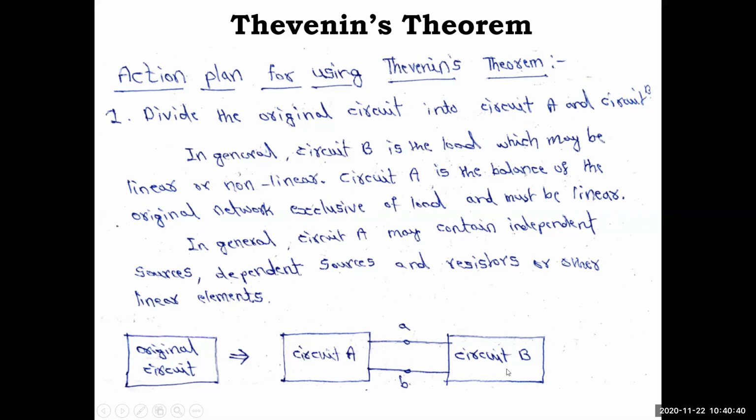Circuit B will normally be the load, and except for the load, everything will be there in A. So now the terminals are mentioned here: A, B, X, Y, Mn. Different names will be given. So now the first part we will divide.